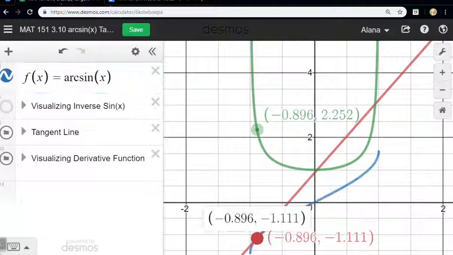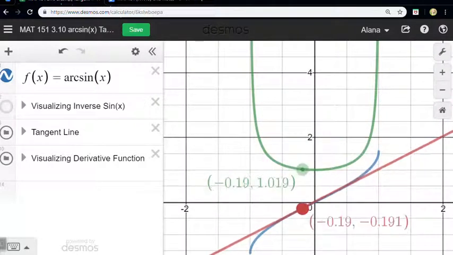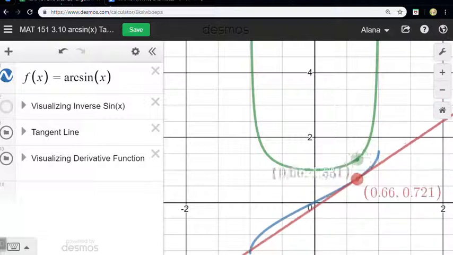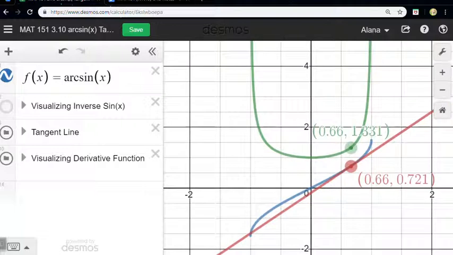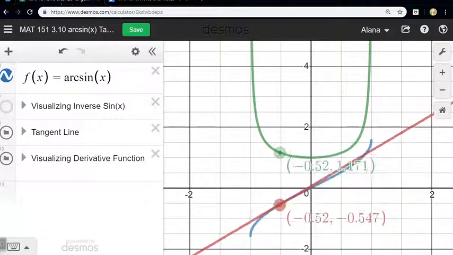Okay, so the blue curve right here is my arc sine function. And then this is my tangent line at a point. So if I drag this point along, you can see the slope. You can see the blue curve is constantly increasing, right? So since the blue curve is constantly increasing, my derivative is always positive. The derivative is the green one up here. All right, then look at the slopes. So right here, at x equals negative 0.52, my y value is negative 0.547. But the slope of this is positive 1.17.